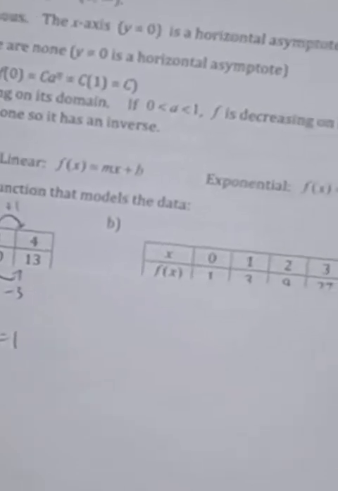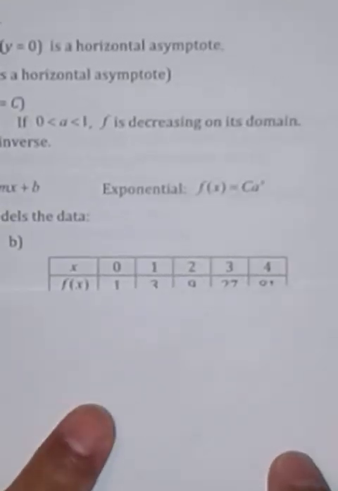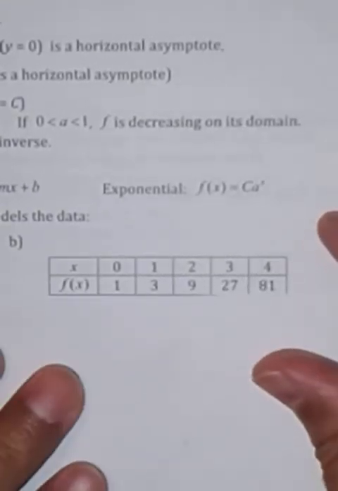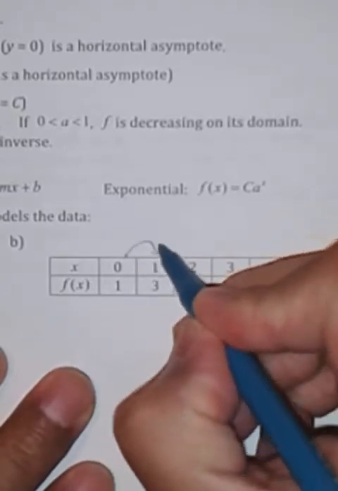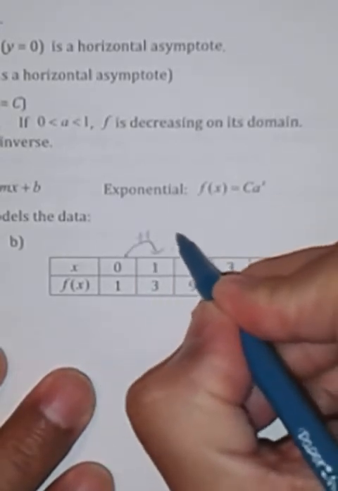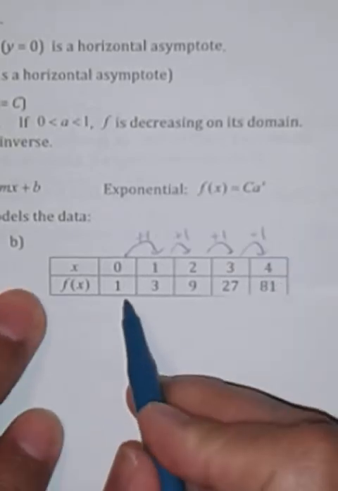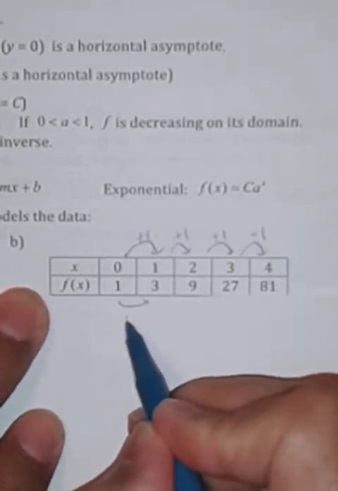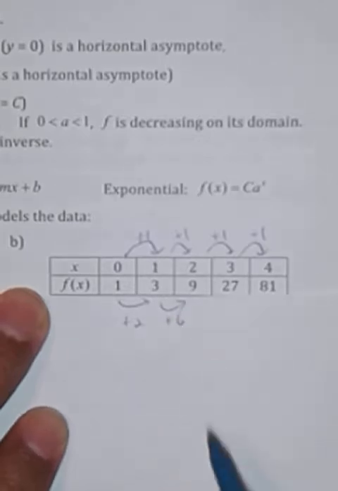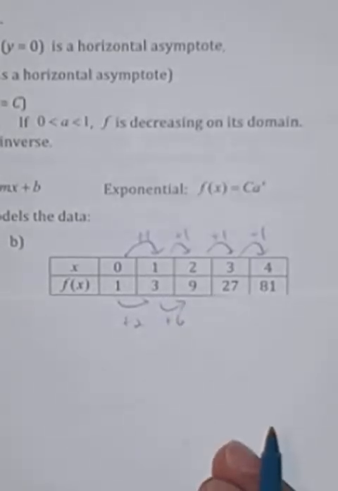Well, we try to do the same thing. So we check to see if it has a slope just like the other one. So this will be plus 1, plus 1, plus 1, plus 1. But when we try to do that down here, this is plus 2, and then it's plus 6, so it doesn't work, right? It's not linear.